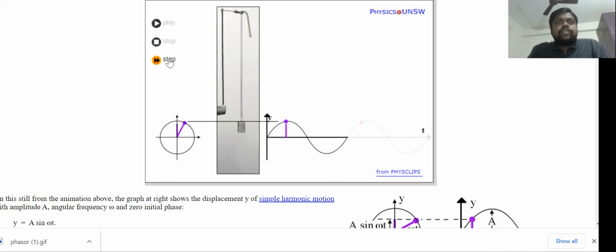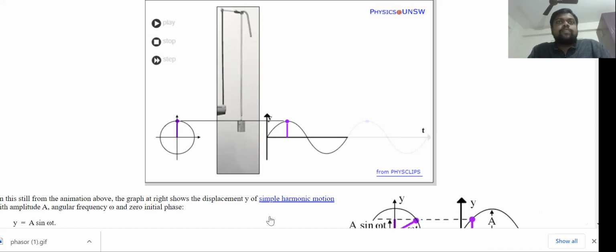As you see in the next step, this projection is also increasing and decreasing according to the position of the particle. Now see, this projection is maximum. Now it will start decreasing, decreasing, decreasing. This projection is 0. Now at this position, it has some projection, increasing projection, now maximum projection. So this is all about the phasor diagram, how it is drawn.